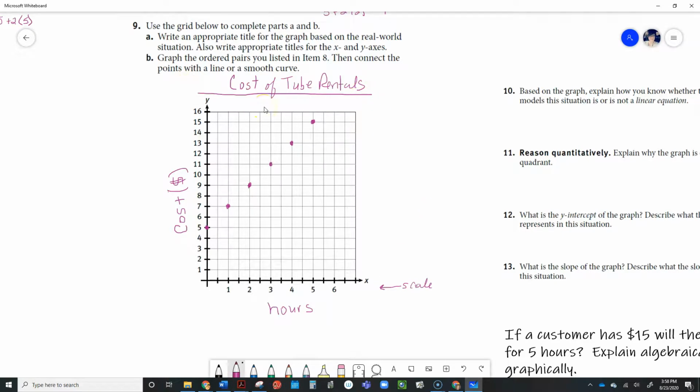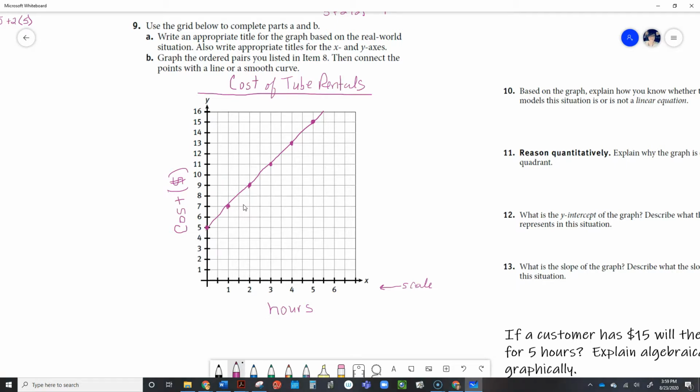then connect the points on the line to make this solid. And the reason that we do that, do you remember from Algebra 1? The reason that we connect those is because, can you stay an hour and 30 minutes? Yeah, you can. Can you stay an hour and 10 minutes? Can you stay 3 hours and 59 minutes? You sure can. So since you can stay the time that's between 1 hour and 2 hours, you have to connect the cost that's between $7 and $9. There has to be a cost there to represent it.